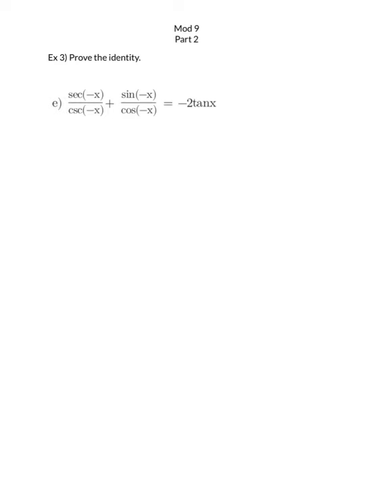The first thing that you should do in this problem is use the even and odd rules. Remember that cosine and secant are the only functions that are even. And when you have an even function, you just take the negative sign out of the expression altogether. So secant of negative x is equal to just secant of x. All the other functions are odd. So cosecant on the bottom will be odd.